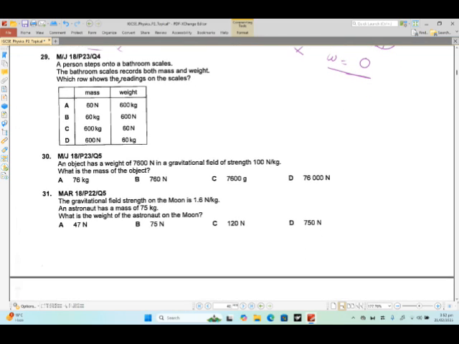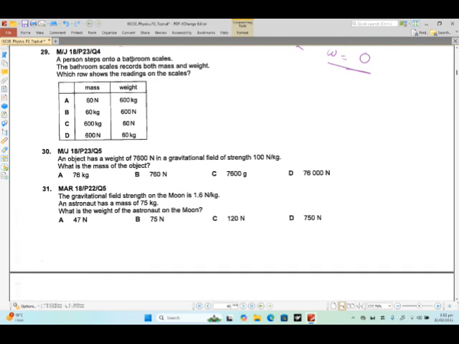29th, a person steps on a bathroom scale. The bathroom scales records both mass and weight. Which row shows the reading on the scales?